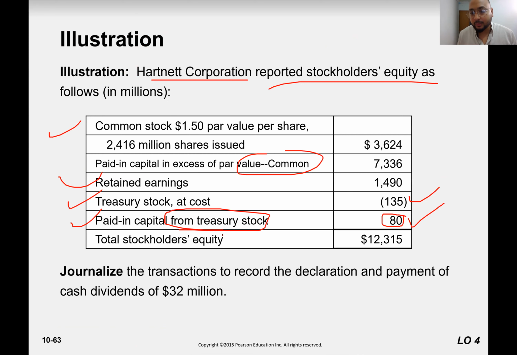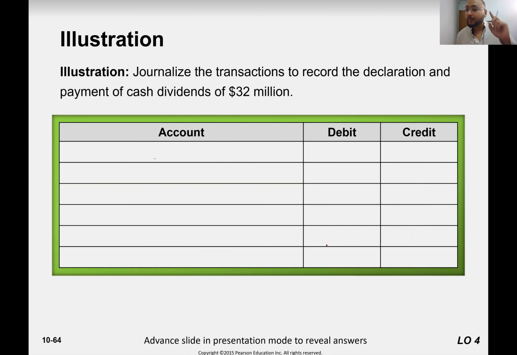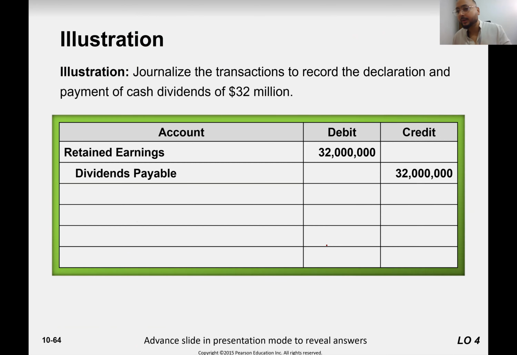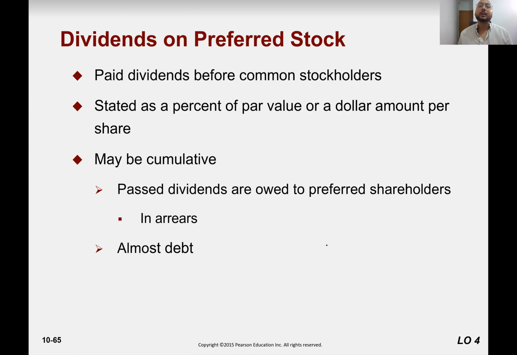So the transaction to record the declaration and payment of the cash dividend. First of all, the declaration entry. The entry is going to be retained earning to dividend payable, and then dividend payable to cash. Simple, right? That's it. So how are the dividends on preferred stocks going to be recorded?